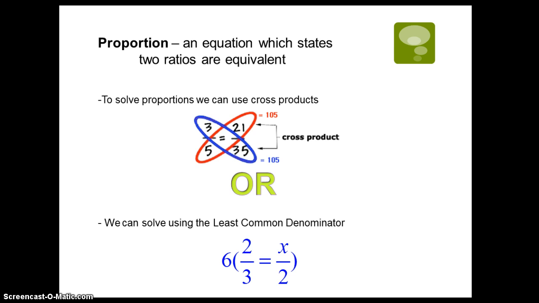A proportion is an equation which states that two ratios are equivalent. And there's two different ways we can solve proportions. We can solve proportions by using cross products. That tends to be the favorite way of solving. And when we use cross products, our cross products will be equal. Or we can use the least common denominator like you would use in an equation with fractions.